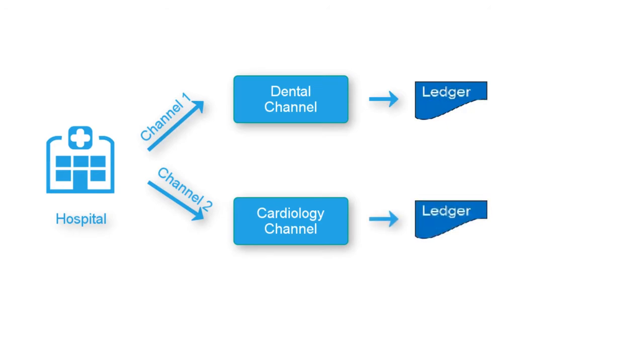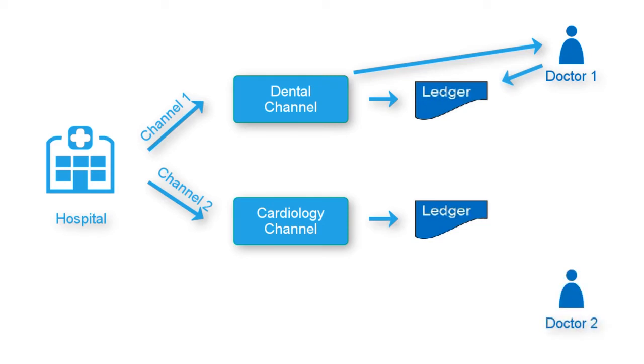Let's say there is Dr. 1 who is only part of the dental channel. So Dr. 1 as a peer will only have the ledger for the dental channel. Now let's say there is a Dr. 2 who is part of the cardiology channel. So Dr. 2 as a peer will only have the ledger of the cardiology channel.